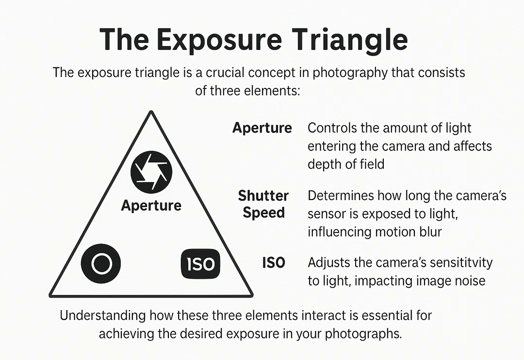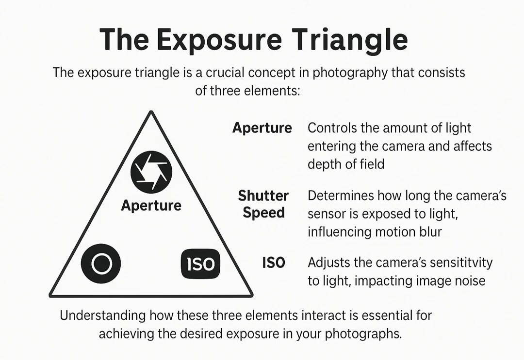The exposure triangle is fundamental to mastering photography, consisting of aperture, shutter speed, and ISO. Let's break these down. First, aperture controls the light entering the camera and affects depth of field. A wider aperture, like f/2.8, lets in more light and creates a blurred background, perfect for portraits.